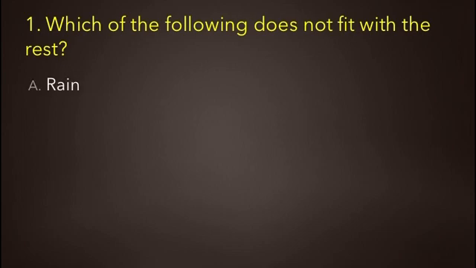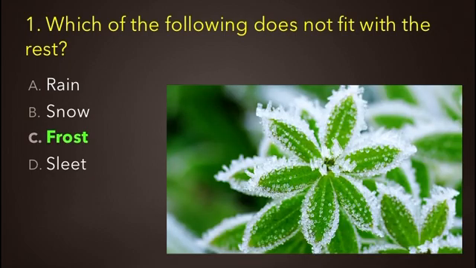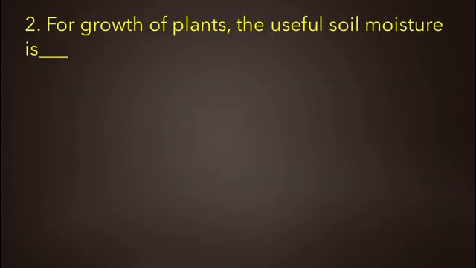We have options A. Rain, B. Snow, C. Frost, and D. Sleet. The right option is frost because the remaining three will fall from the sky, whereas frost is formed on the surface near to the ground due to cold weather conditions. Let us see the next question.